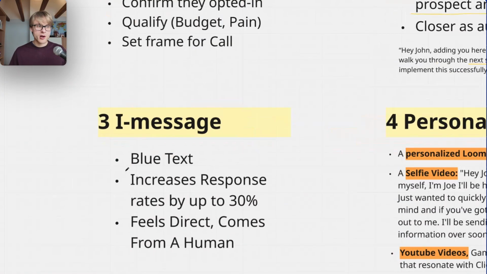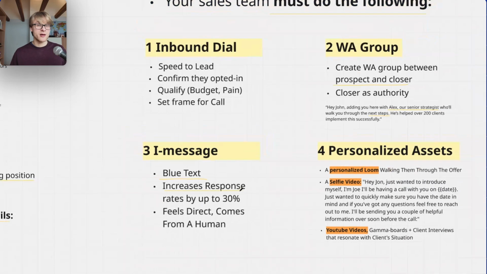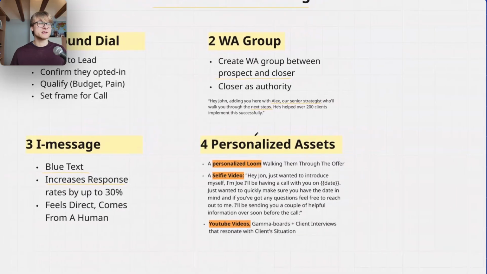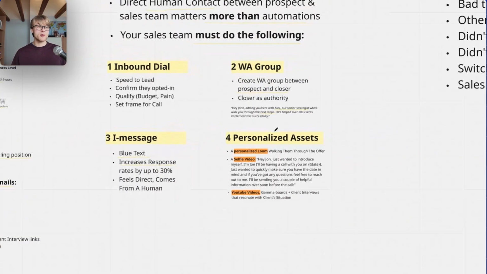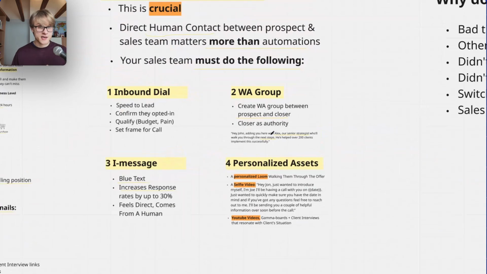Then iMessage as well. Buy your closers iPhones. This is crucial. Or get yourself some blue bubbles or whatever. It increases the response rates. It's a blue text, it seems human, and it can increase your response rates by up to 30%. Okay. Now, I think this makes a lot of sense, but you need to implement this stuff. And then a very, very important thing, probably the most important thing: dial in your setters and especially your closers in this process once the closer takes over the call setting.